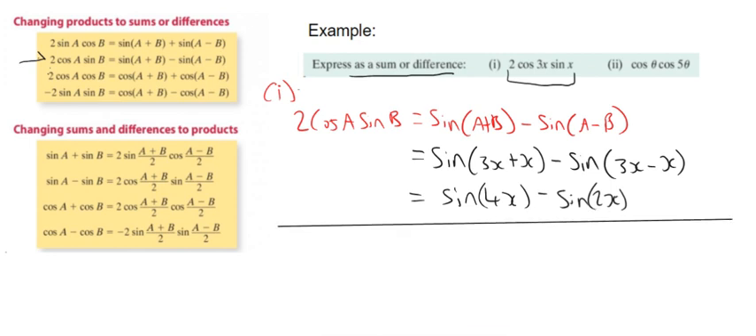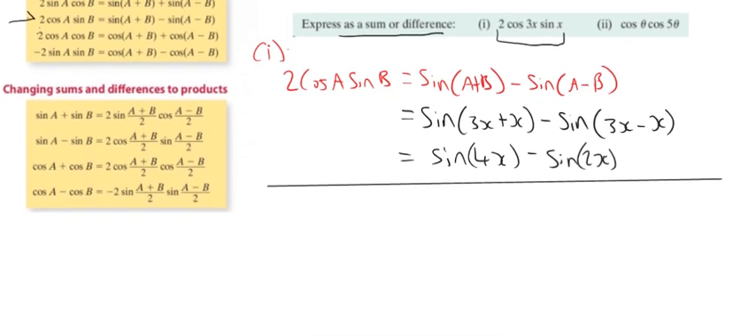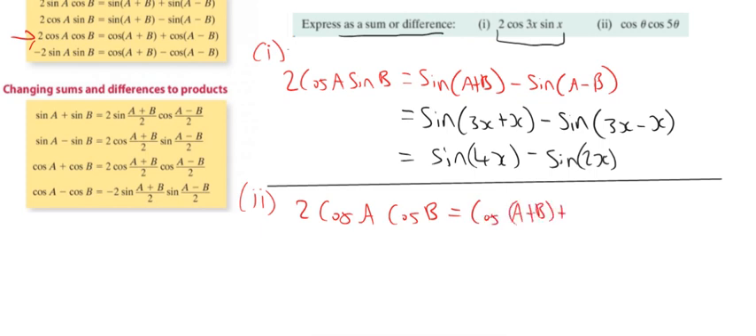The second one then, so it's got cos of theta, cos of 5 theta. So we're looking for something with 2 cosines beside each other basically here. So if you look over here, so we have this one, so 2 cos A cos B is equal to cos of A plus B plus cos of A minus B. So we can use that one here.